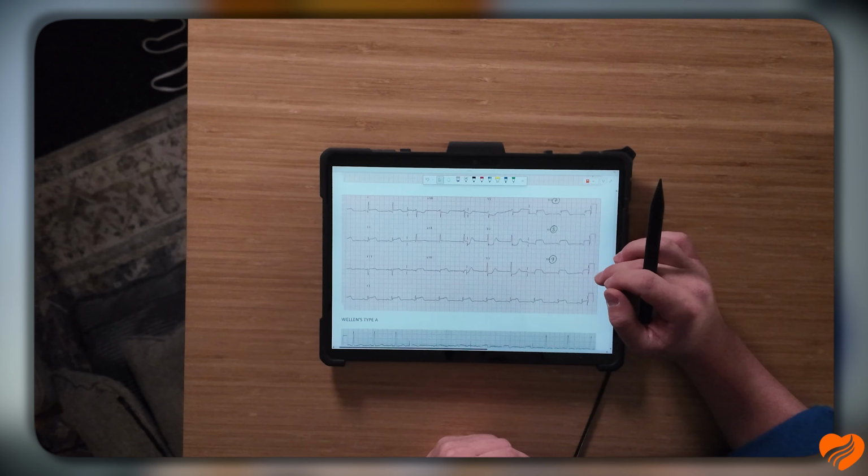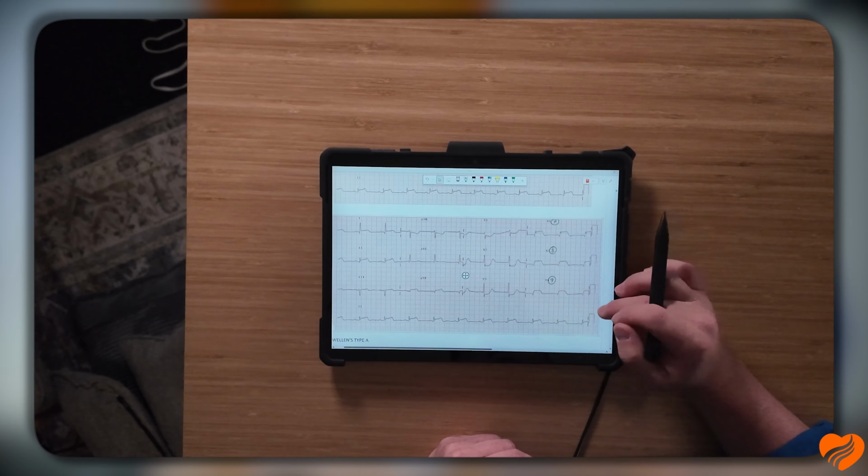And look at that. ST elevation. Boom. So let's take a look at our Wellens, or type A and type B Wellens here, okay? So looking at this 12 lead, it looks like a sinus rhythm, no obvious ST elevation, but that's kind of weird right there, right?